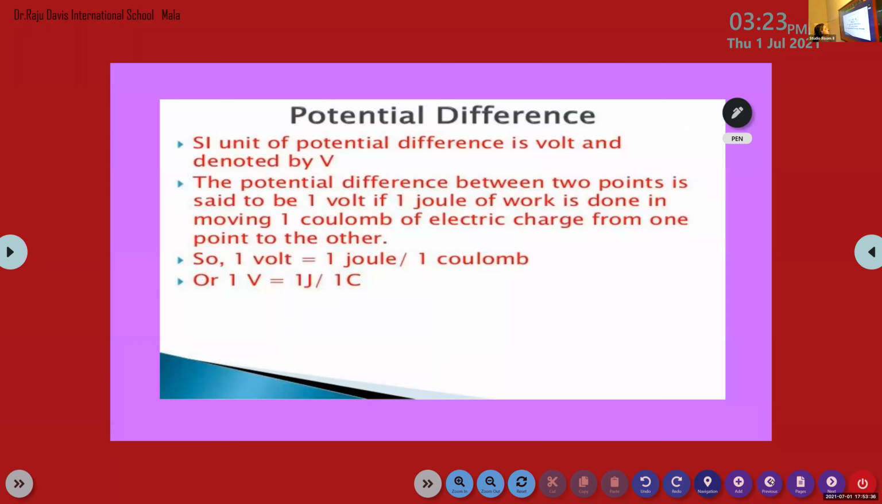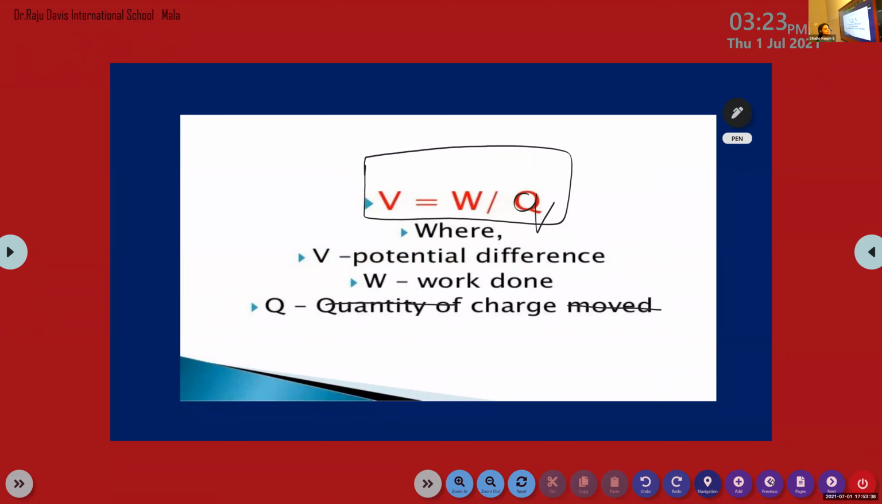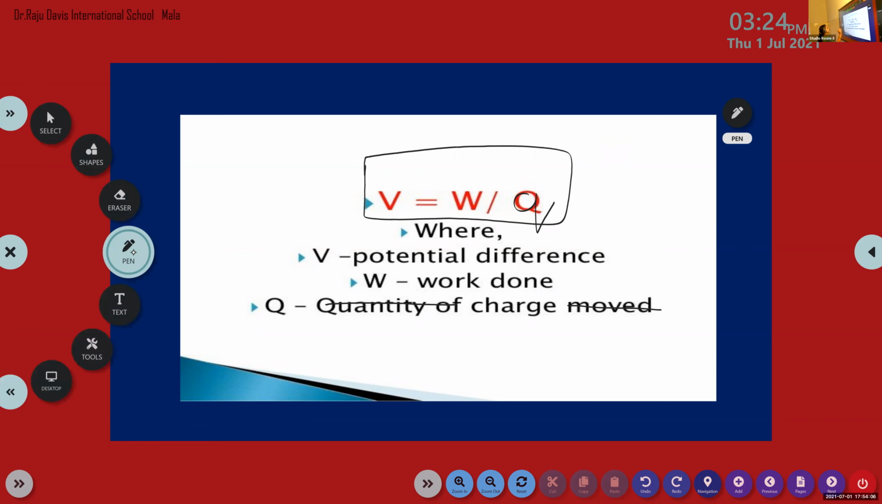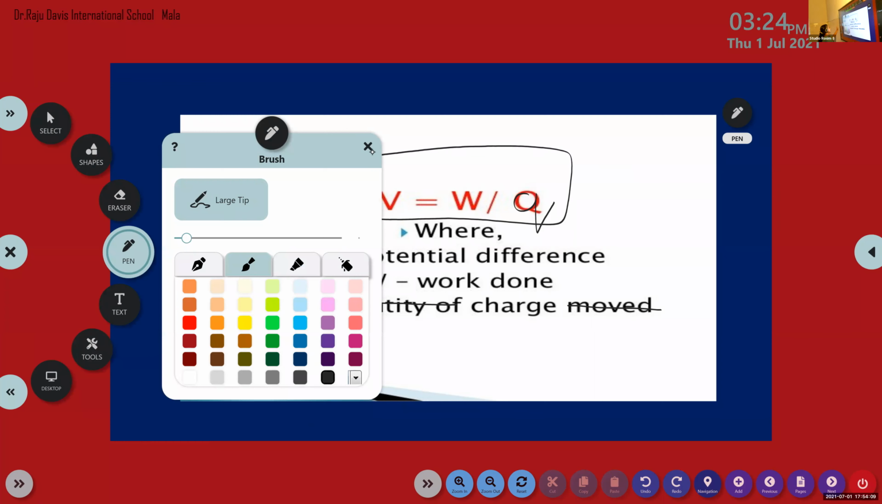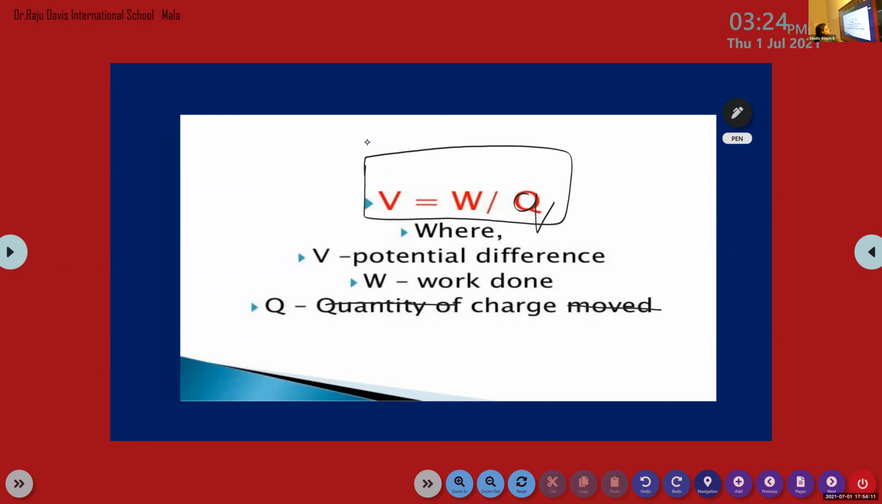So this is the mathematical equation for calculating the voltage. Voltage V is the same as the potential difference, and it is equal to W by Q. If you do not remember the definition, just recall the equation and you can write it. The work done to carry a charge from one point to another is known as potential difference, and mathematically V is equal to W by Q.